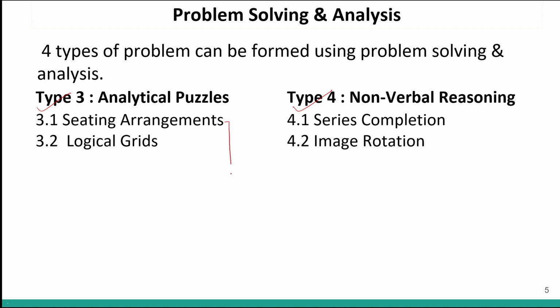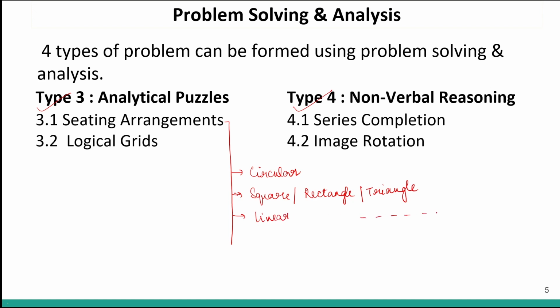Seating arrangements can be of 4 types that you can get. The first type is circular seating arrangement. Then you can get a square or a rectangle or a triangle seating arrangement. Then you can get a linear seating arrangement. Linear seating arrangement means that everybody is sitting in a straight line. And then lastly, you can get parallel rows. So 4 types of seating arrangement problems are there.